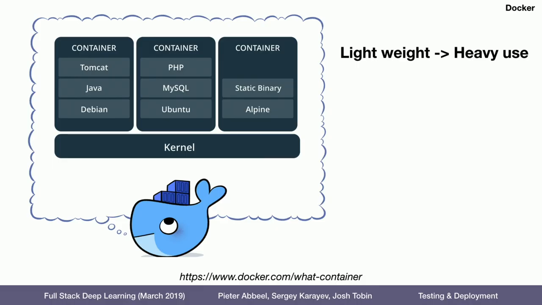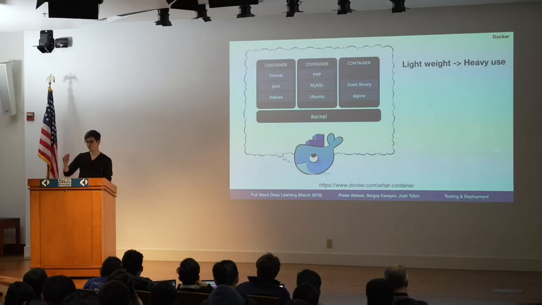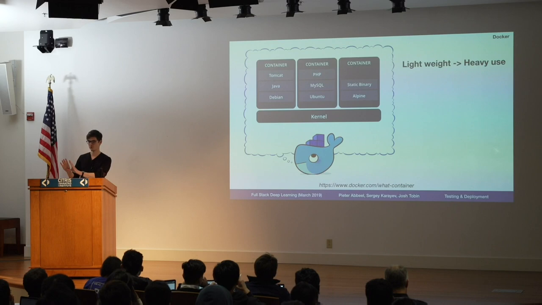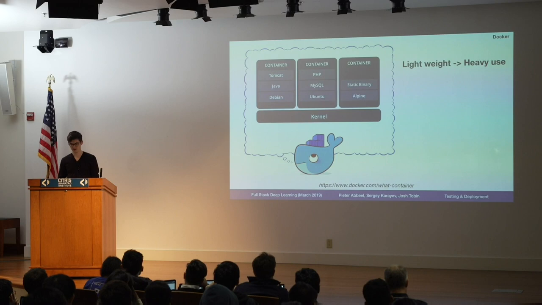Because the Docker container is so much lighter weight than the virtual machine, it has led to really heavy use of it. The same kernel, the same Docker engine, can support a container that has a Java stack, with basically all the Debian libraries and packages (Debian is a Linux distribution), then Java on top of that, and then the Tomcat Java server on top of that. But it can also support all the Ubuntu libraries with a MySQL and PHP stack on top of it, or a very lightweight Linux distribution called Alpine, which has almost no libraries, and then just a static binary, some C code where all the libraries are linked statically. So it has no dependencies on OS stuff, and you can just run it on bare-bones Linux.